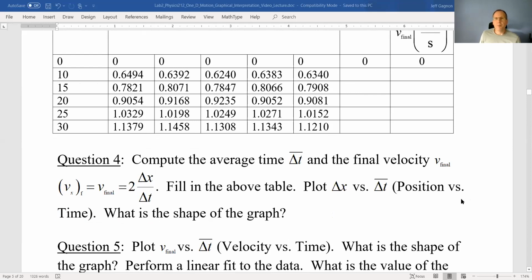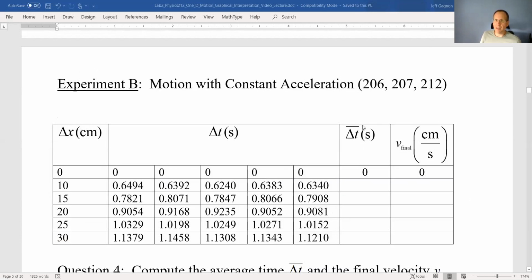Okay. Once you have that, you want to plot position versus time. So time is going to be on your x-axis, and delta x, which is your position or change in position, but think of it as position, is going to be on your y-axis. So y versus x, and make sure you include 0, 0.